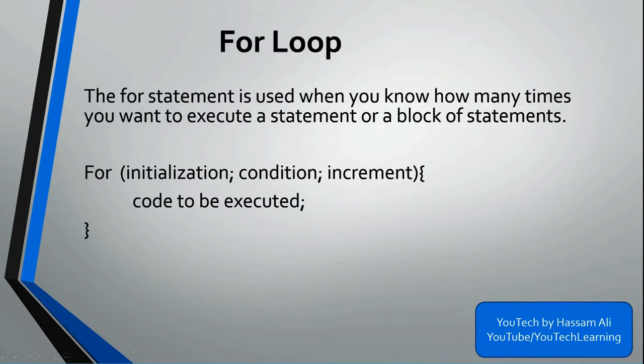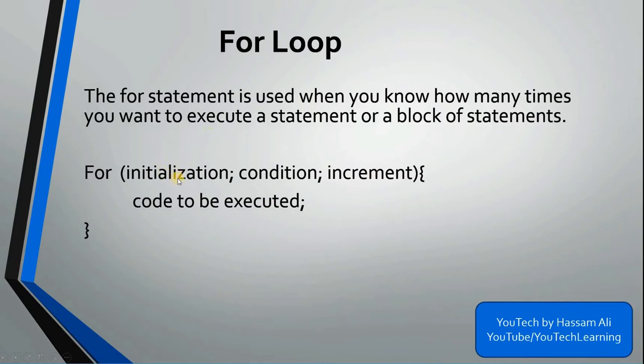So first of all, let me explain what a for loop is, and within a few seconds we will be doing our practical. The for statement is used when you know how many times you want to execute a statement or a block of statements. And how to write the for loop? This is a for loop. Here we will put the initialization, condition, and increment.